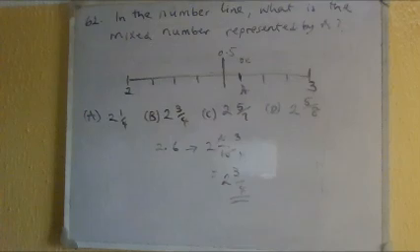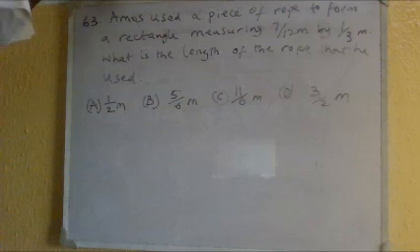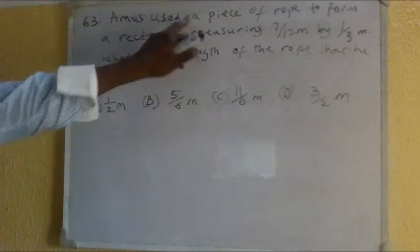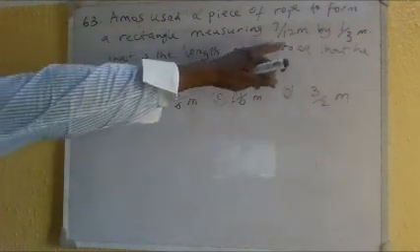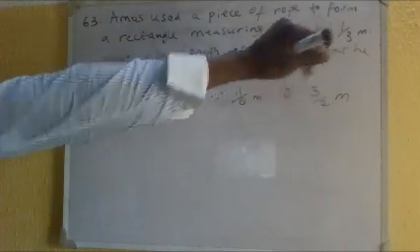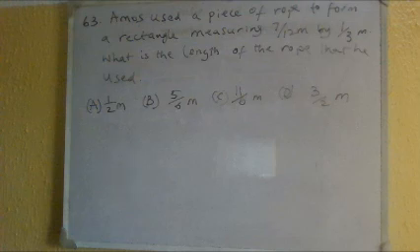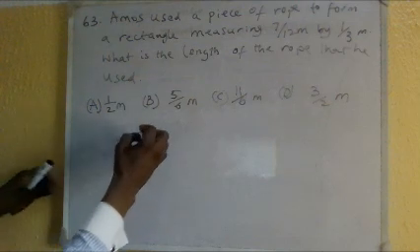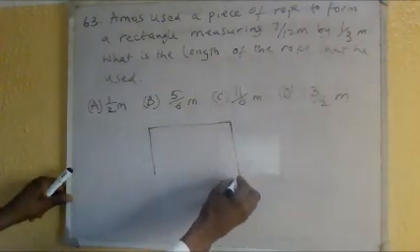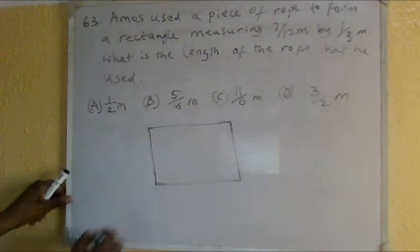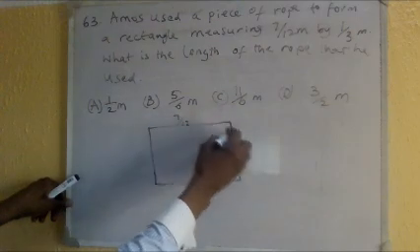So go on to the next question. Okay, so we have another question on the board here. It says that Amos used a piece of rope to form a rectangle measuring 7 over 12 meter by 1 over 3 meter. What is the length of the rope that he used? So what they are telling us here is to find the perimeter, the length of the rope that goes around this. Understand? So for the perimeter, I have the length and the breadth.